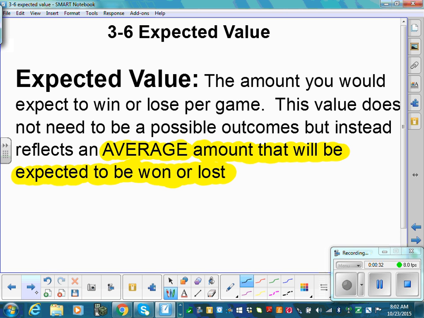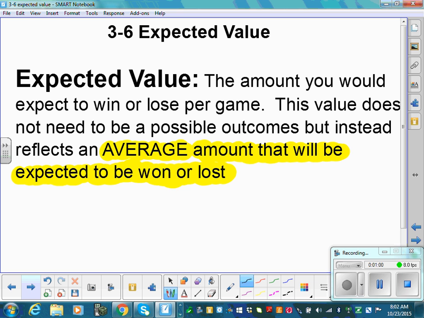All right, so today we're just doing 3-6. We're going to be talking about expected values. So expected values is different than probability. We're going to use probability in expected values, but it's different than finding a probability. So what expected value is the amount you would expect to win or lose per game. So once again, expected value is the amount you would expect to win or lose per game.